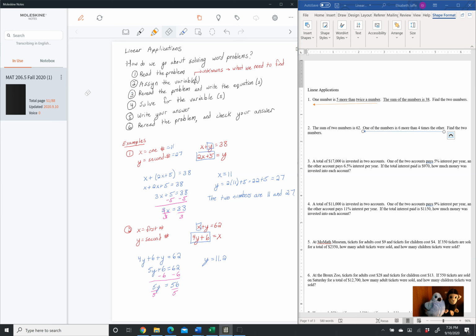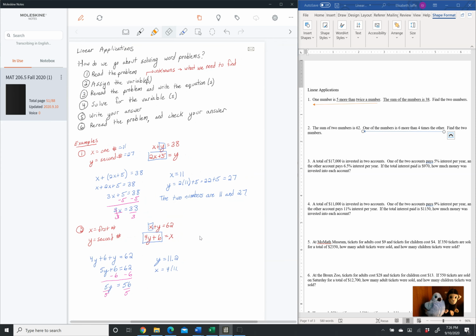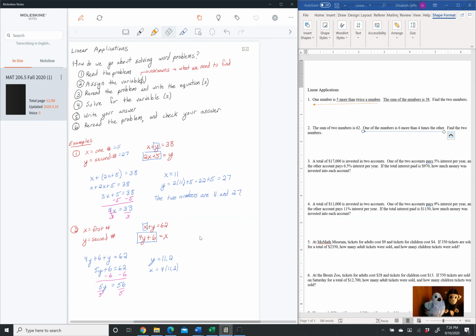Okay, and then we solve for x. So again, you can use either equation. Okay, some of you are going to feel it's easier to just do 62 minus 11.2. Some of you are going to feel it's easier to plug it in here. Let's plug it in there. 4 times 11.2 plus 6 and we get 50.8.